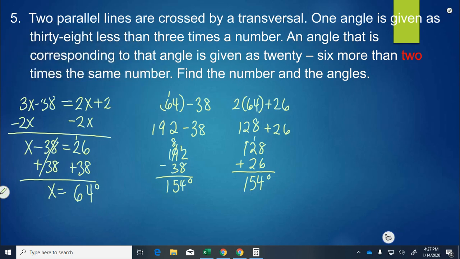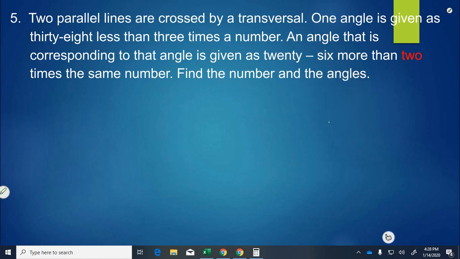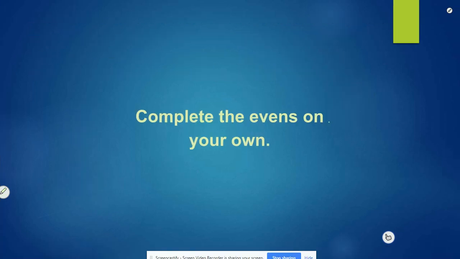All right, so remember, anything where you know it's congruent angles, you set them equal to each other. All right, so you're going to complete the evens on your own. Again, I'll be around to help you guys out. Please be sure to ask questions if you're confused.